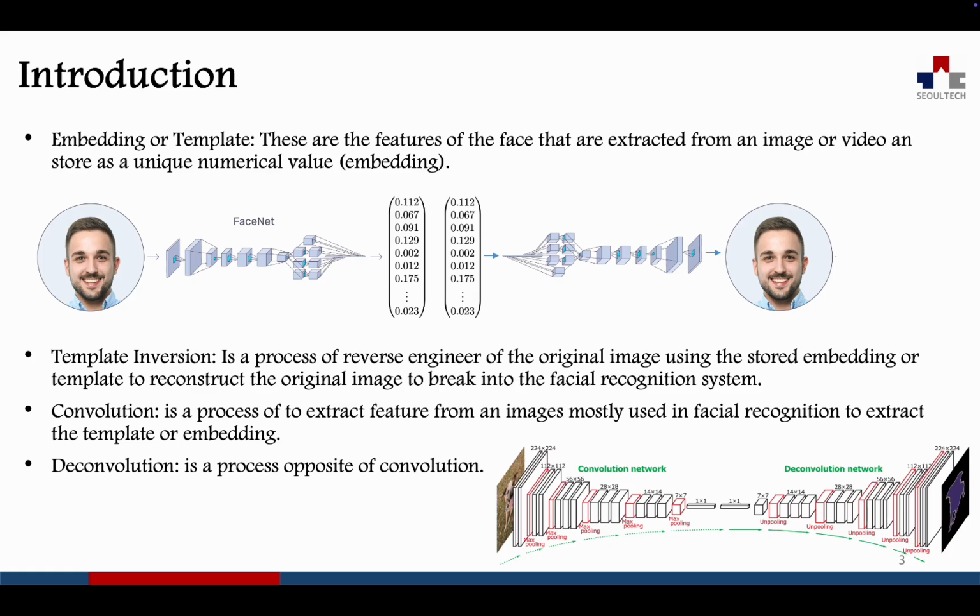The process of template inversion consists of two processes, which are the convolution process and the deconvolution process. The convolution process is a process to extract features from an image. It is mostly used in facial recognition. And the deconvolution process is the opposite of the convolution process.